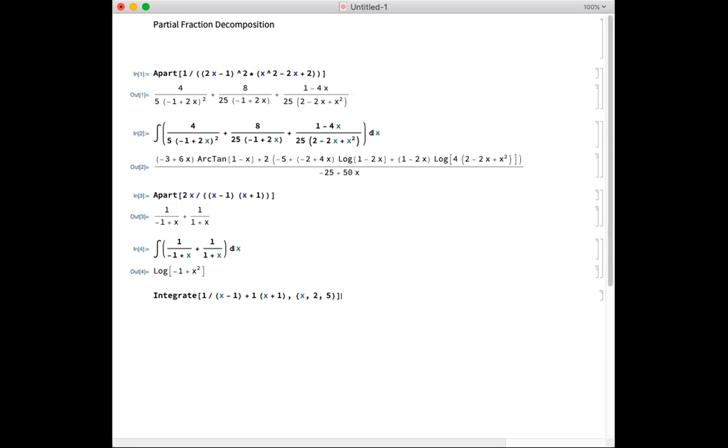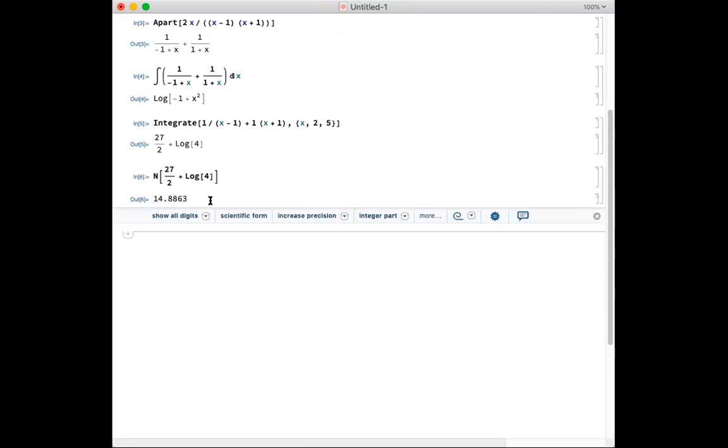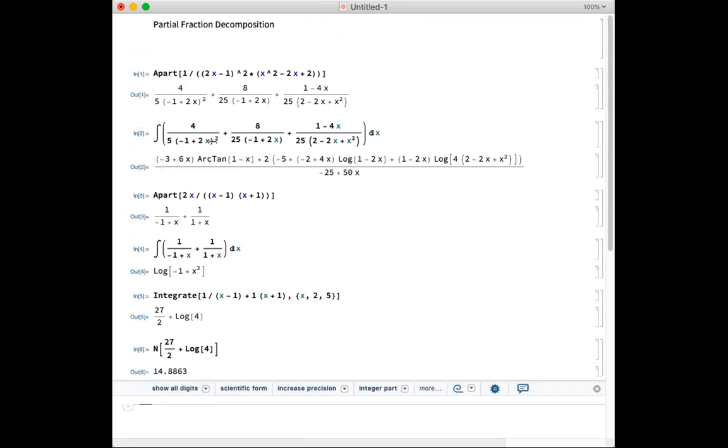So a little note about this: 27 halves plus log 4, remember that's really natural log of 4. So those aren't too awfully bad. Okay. And then you can hit numerical value. It will approximate it for you if you're looking for an approximation. So that's just a nice way to check those.